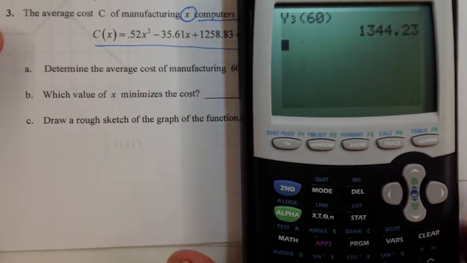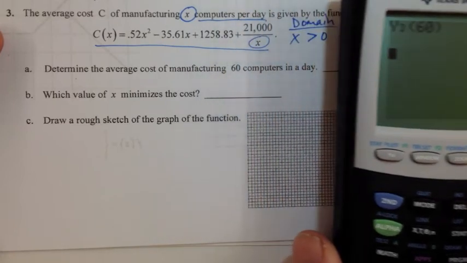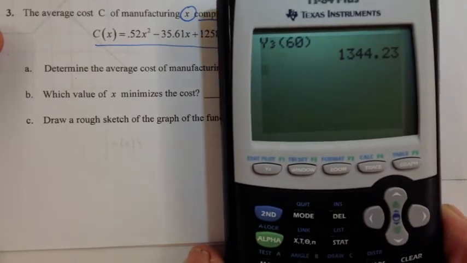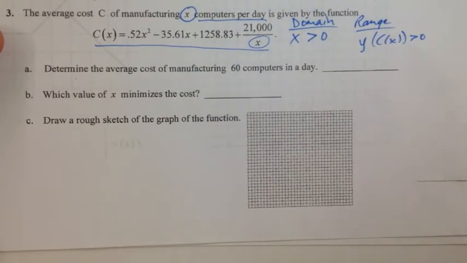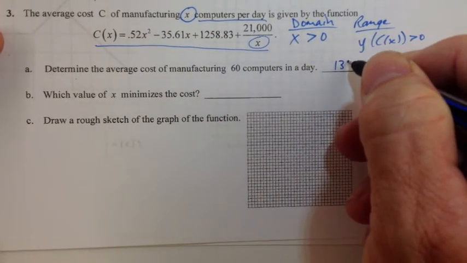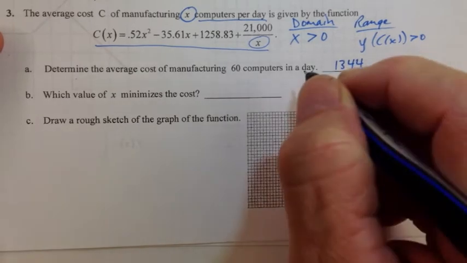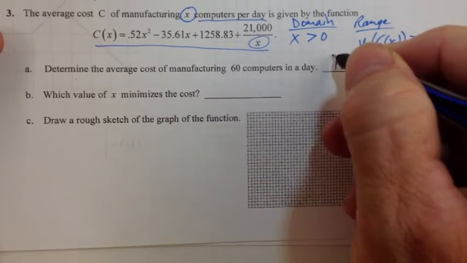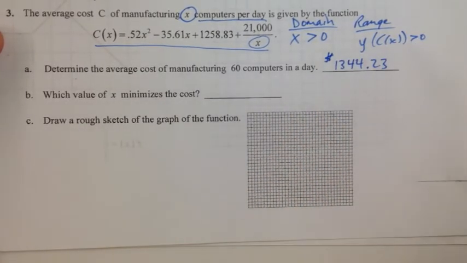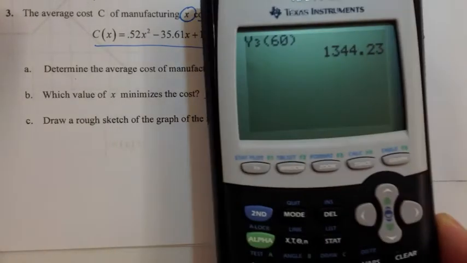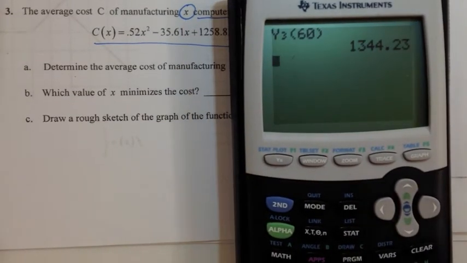So our average cost of manufacturing 60 computers in a day would be the number you see here, $1,344.23. Okay, and what value of X minimizes the cost? Well, let's graph our cost function.